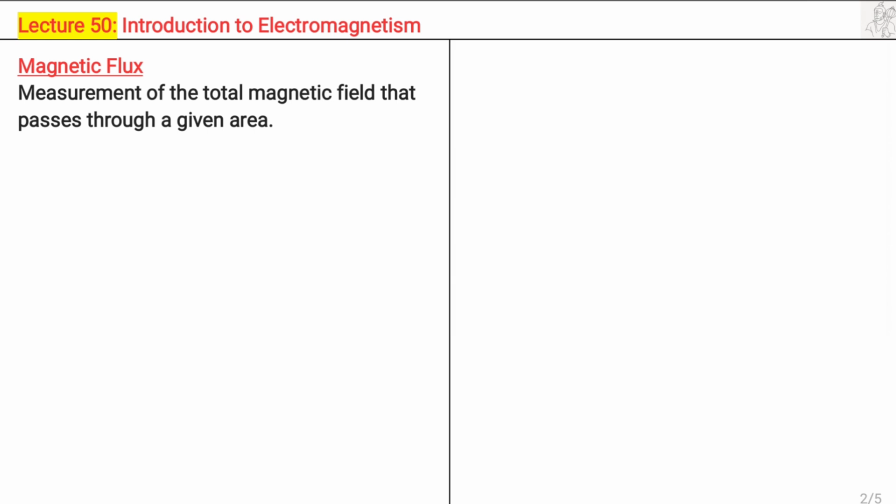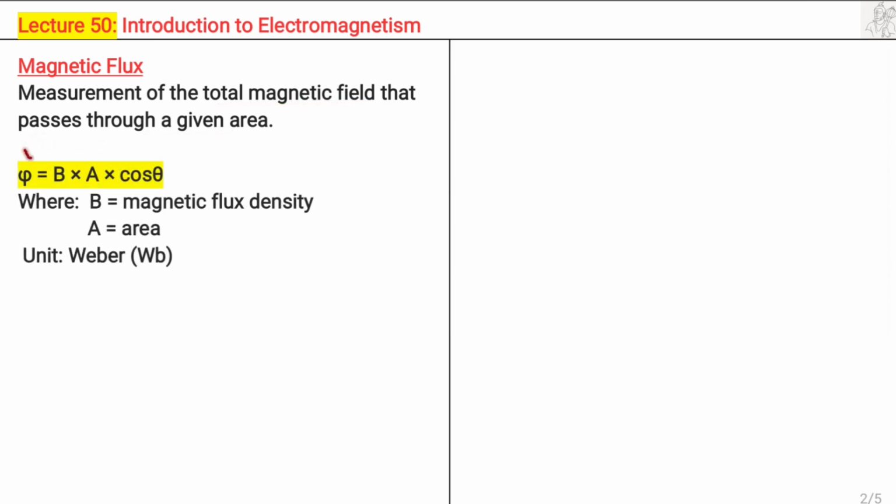Moving on to magnetic flux. So it is simply the measurement of total magnetic field that passes through a given area. The magnetic flux is given by phi is simply equal to BA cos theta, where B is the magnetic flux density, A is the area through which these magnetic fields pass, and theta is the angle between the perpendicular drawn to this area and the direction of magnetic flux. And the units are Weber.